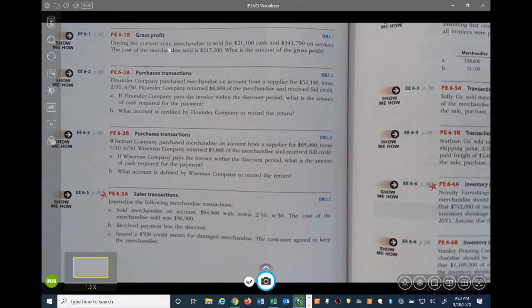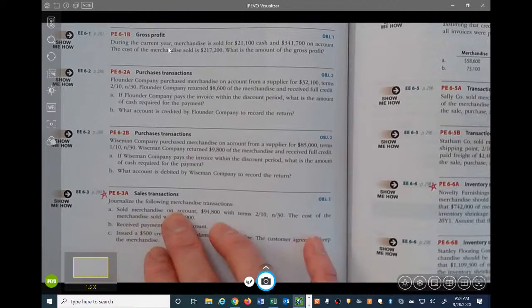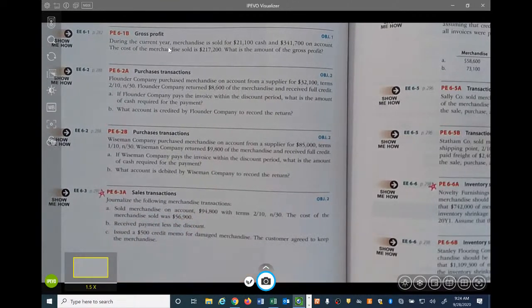Everyone ready to go ahead and talk about this one? All right, let's go over this one, okay? So we're just dealing with the sales transaction, right? Dealing with terms of discounts, okay? Remember we talked about these discounts. So it says journalize the following merchandise transactions, all right?